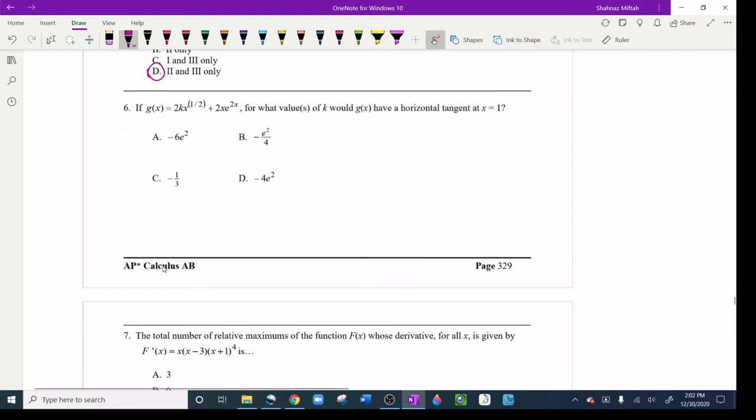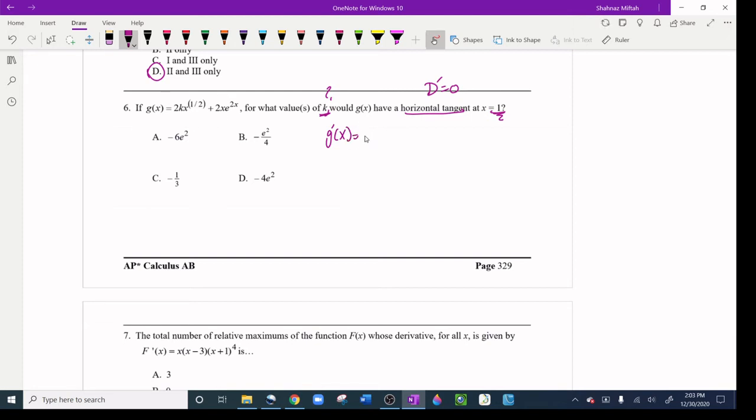Question number 6. If g of x is equal to k times x to the power one half plus 2x e to the 2x, for what value of k would g of x have a horizontal tangent, which means the derivative is equal to 0? So I have to get the derivative and make it equal 0, and I'm going to plug in that 1 for x, and we will get k. So let's try to do the g prime x.